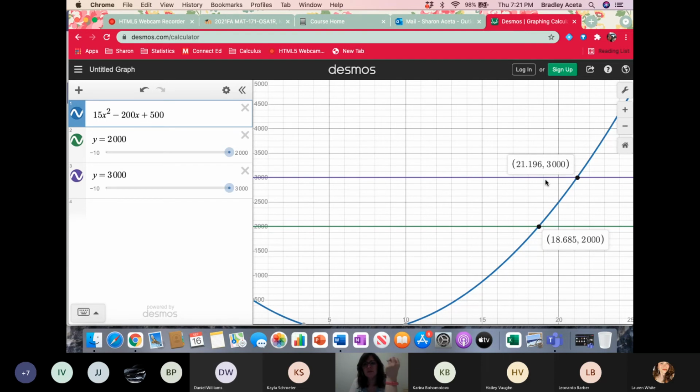Because that's part of understanding math. 18.68 is my x value. That 18.68 would be the x that I plug in to get my dimension. 21.196 would be the other one. I can choose any of these as my x's. So let me go back to my screen here.